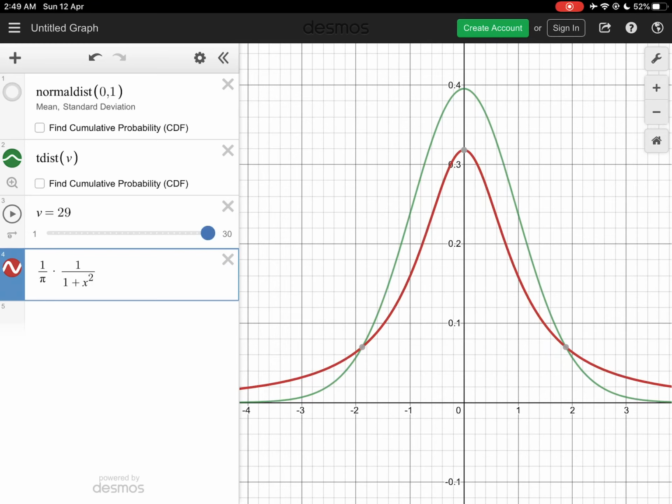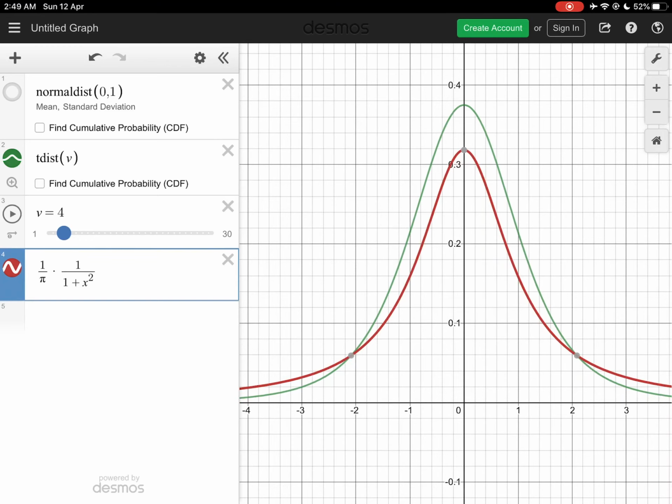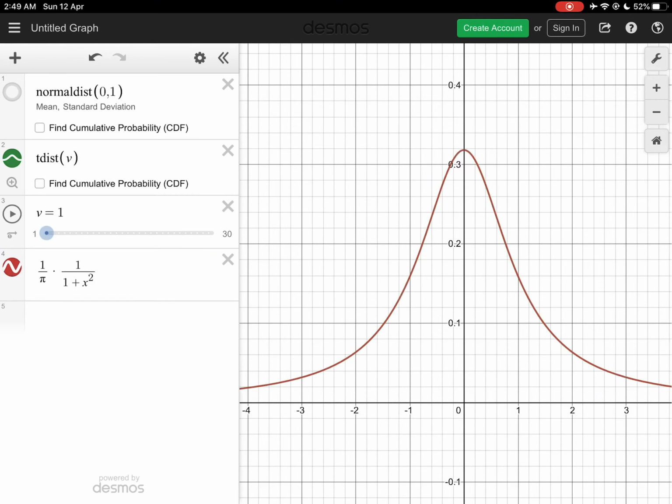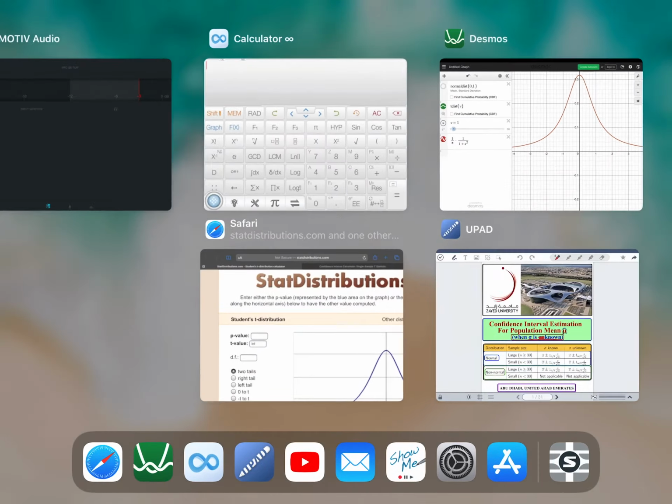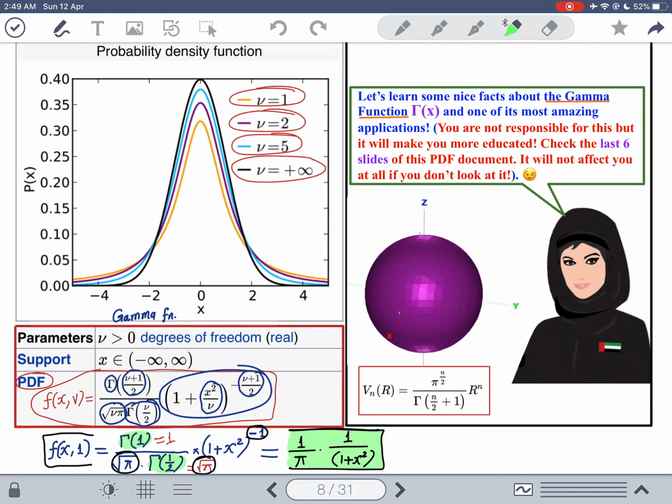So let's decrease the degrees of freedom now to 1 and see if it agrees with our computation. 3, 2, 1. Oh, they agree exactly. If you take the red away, you will see the green, and if you take the green away, you will see the red. So they are the same curve. It's nice to know that the formula I showed you is really the correct formula. Good, so let's continue.